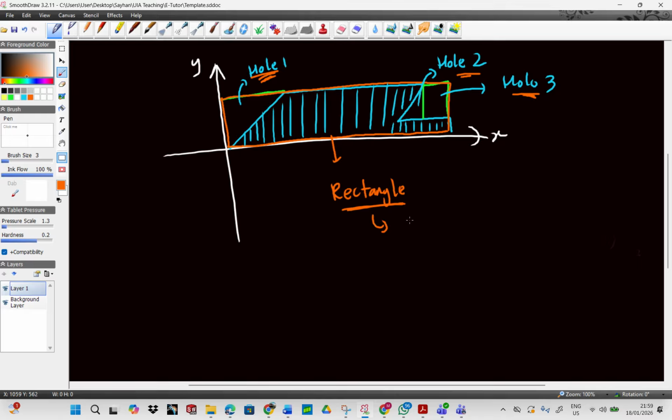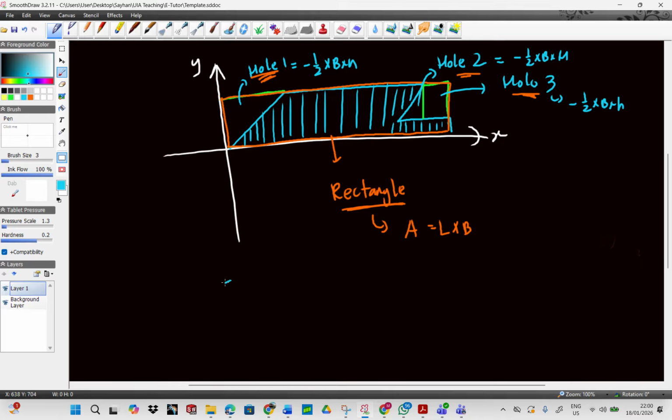So meaning to say we find the area of the rectangle, which is very simple. You already know it is just length times breadth. Then for hole 1, it's a simple triangle, but it's a hole, yeah? That means the area is negative. So negative half times base times height. Similarly, hole 2 is just negative half times base times height. And hole 3 is just negative half times base times height. Okay? So we did it like this.